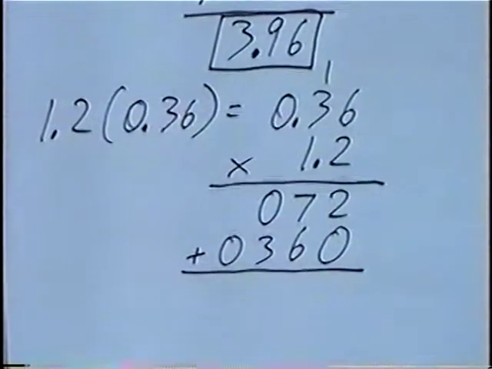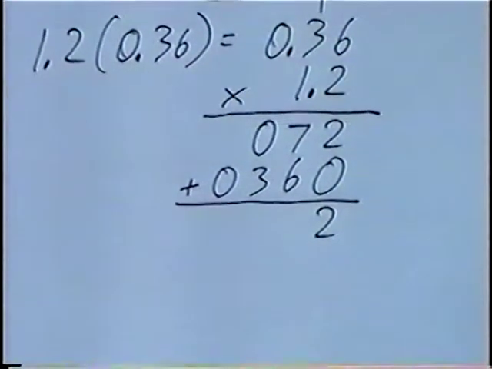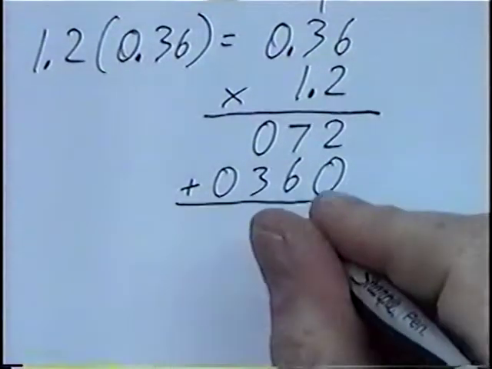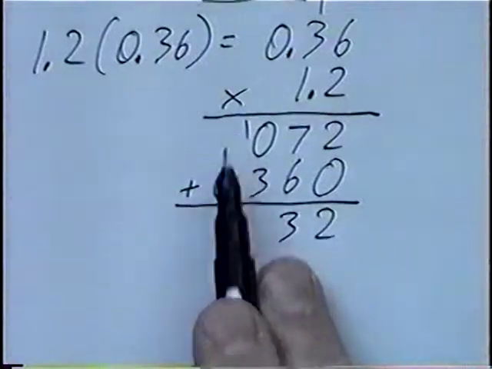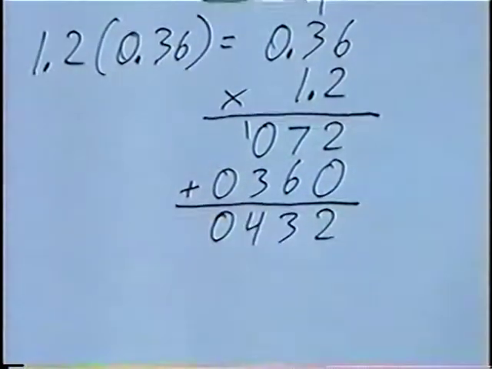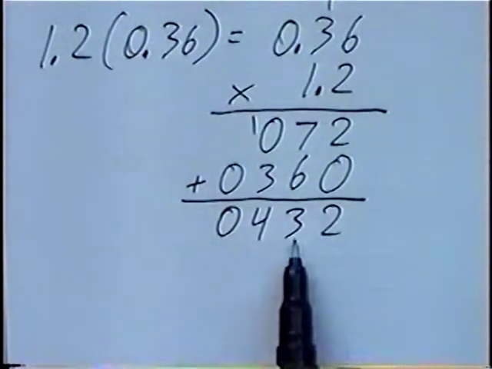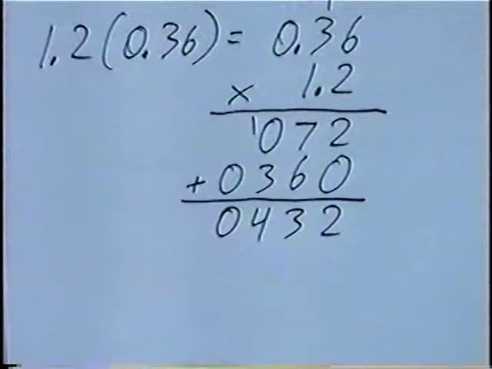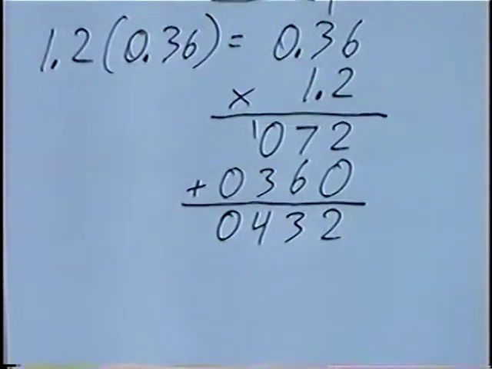Again, adding these numbers together. 2 plus 0 would be 2. 7 plus 6 would be 13. Carry the 1. 3 plus 0 plus 1 would be 4. And the 0 we can bring down. So our answer has the numbers 0, 4, 3, and 2. The last part's to put the decimal somewhere in between these numbers.